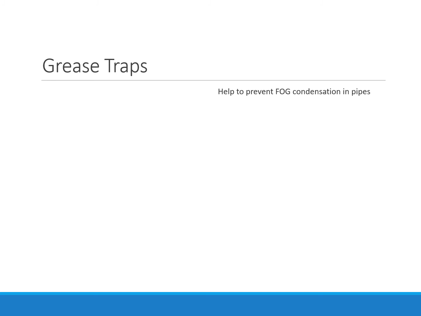So what we have are what are called grease traps, which help filter the fats, oils, and grease out of our exhaust water as it leaves the facility.